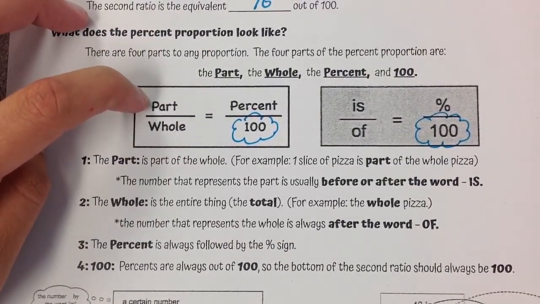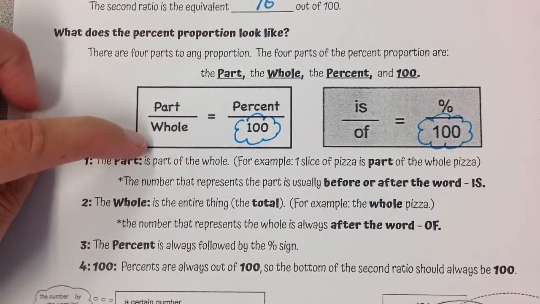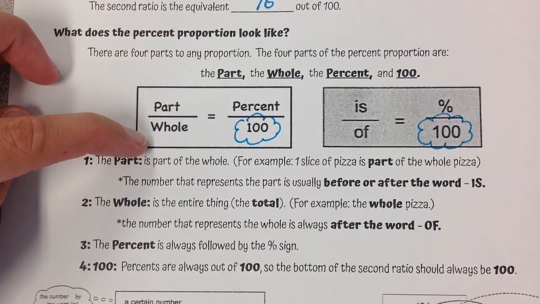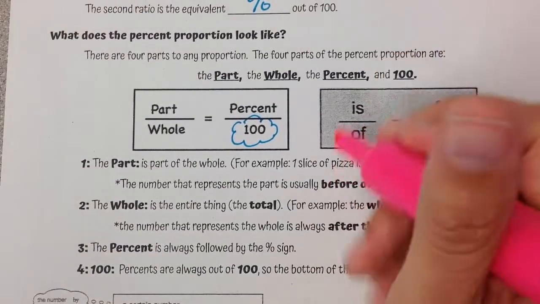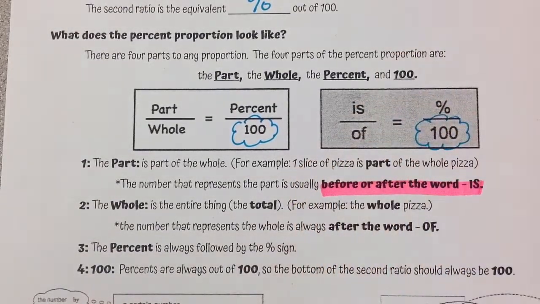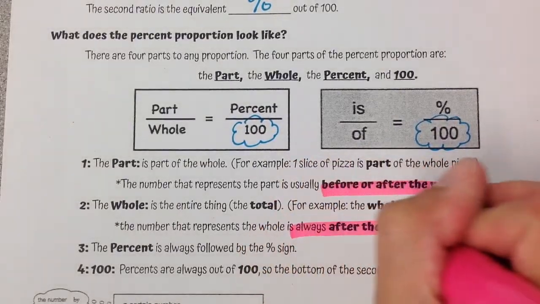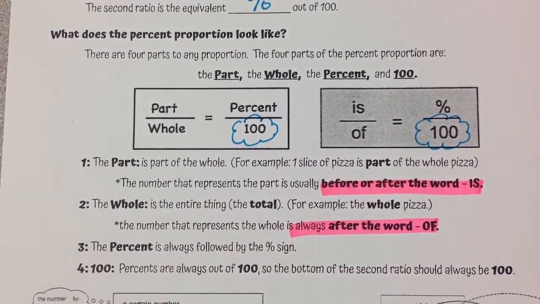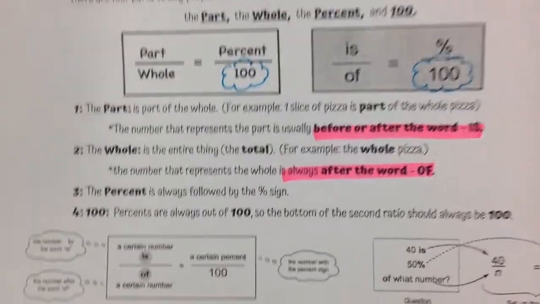Like in a pizza, the slice of pizza is part of it. The whole is the whole entire thing, so the whole entire pizza. One thing to note is the part is before or after the word is, usually. The whole is always after the word of. And then we have our percent, which is going to be the word or followed by the percent sign, and then 100. And there's some other pictures down here that help explain it.